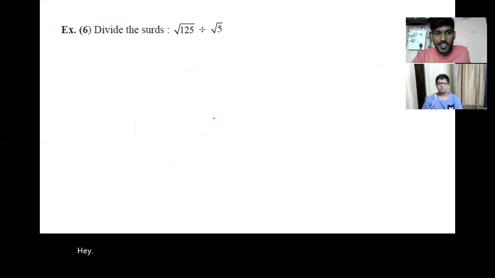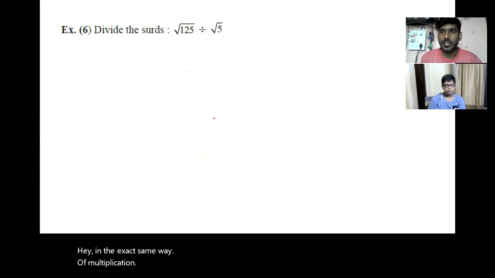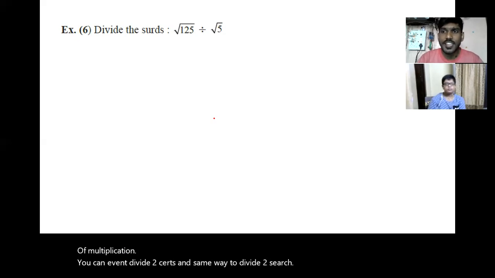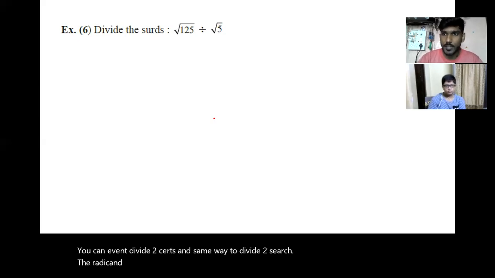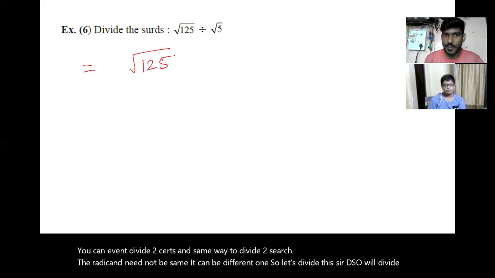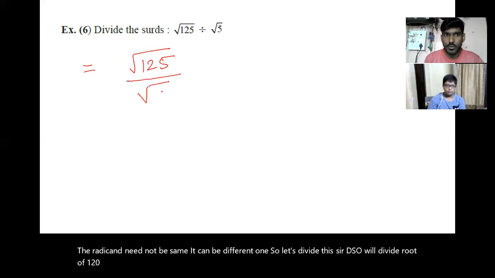Now, in the exact same way as multiplication, you can even divide two surds, and to divide two surds, the radicand need not be the same. It can be different. So let's divide this third one. We'll divide root of 125 upon root of 5.